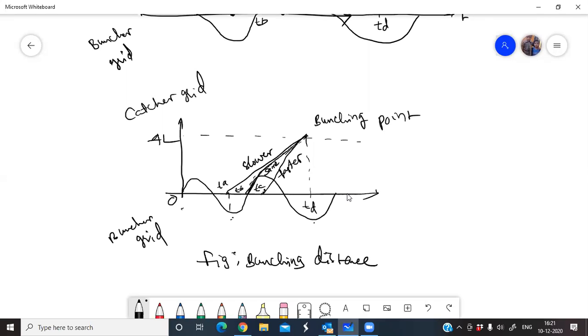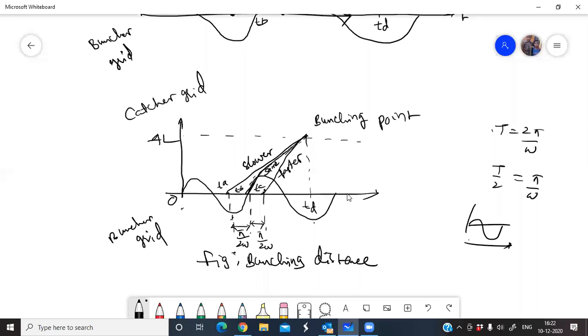See, from Ta to Tb, this is pi by 2 omega, and from Tb to Tc, this is also pi by 2 omega. Is it okay? So actually the time period is T, and T equal to 2 pi by omega. When you go for the complete cycle, the time period is T, equal to 2 pi by omega. So from this point to this point is only half cycle. That means you can take T by 2 equal to pi by omega.